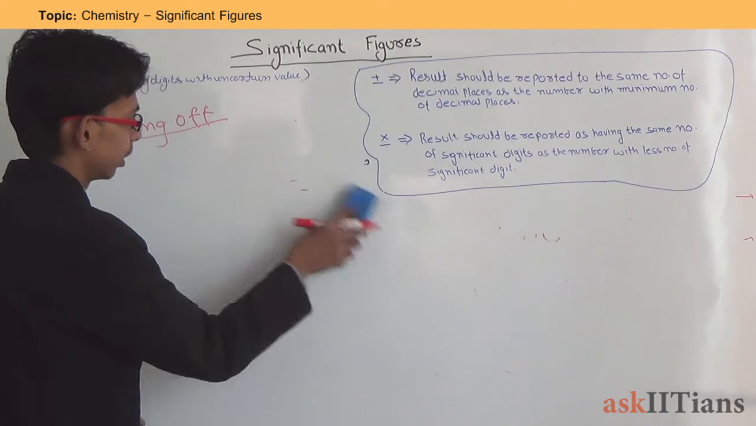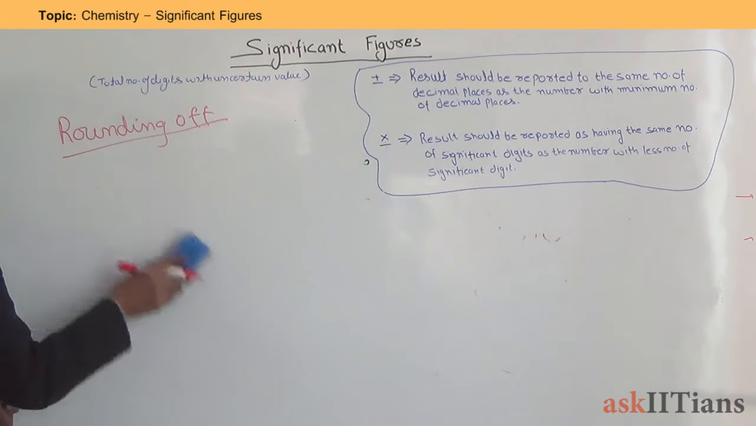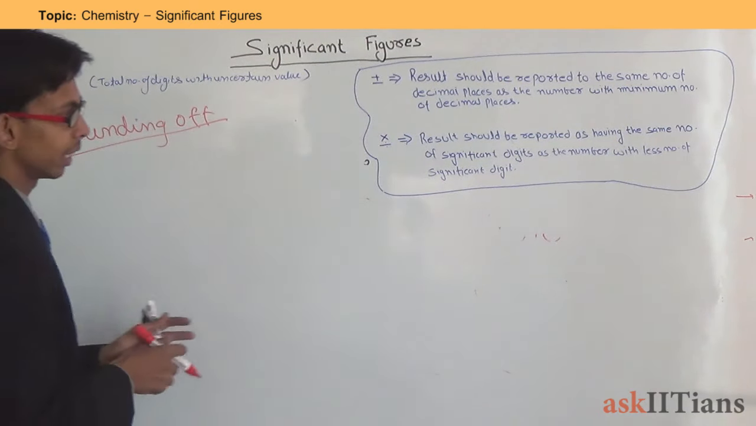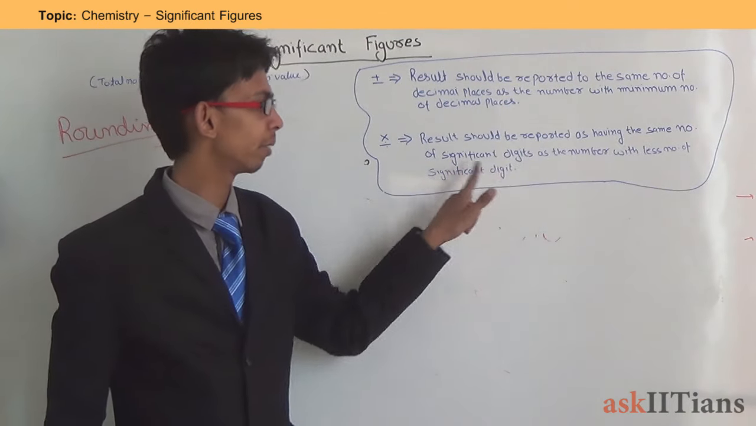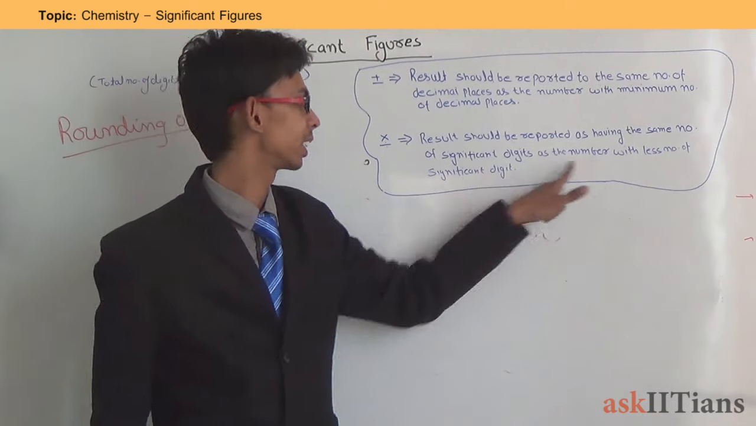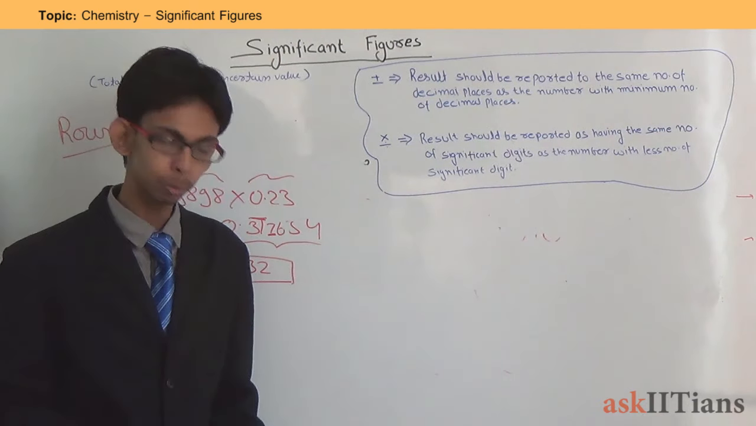In case of multiplication or division, the result should be reported as having the same number of significant digits as the number with the fewer significant digits. I hope this is clear to you.